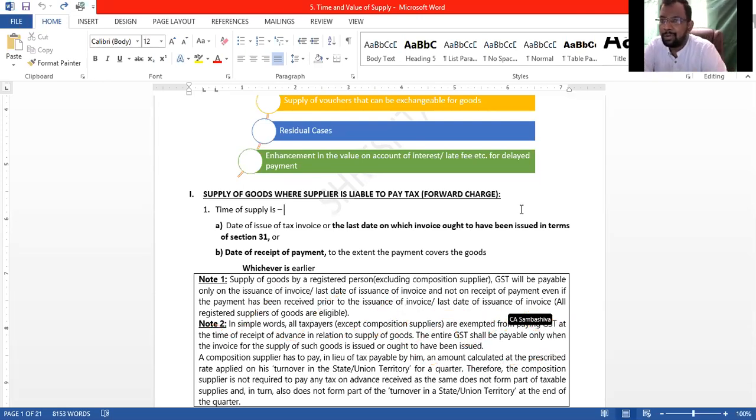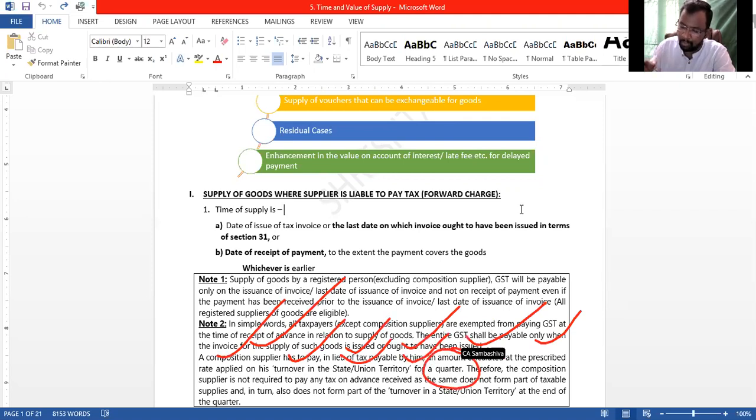So entire amount of GST మనం ఎప్పుడు పే చేయాల్సి వస్తుందమ్మా? ఎప్పుడైతే ఇన్వాయిస్ ఇష్యూ చేస్తామో, లేదా the last date for the invoice ought to have been issued, ఆ టైం పీరియడ్ లో మనకి GST liability అనేది అరైజ్ అవుతుంది. Any doubts? And this second paragraph is about composition scheme supplier. A composition scheme supplier has to pay in lieu of tax payable by him an amount calculated in the prescribed rate applied on his turnover in the state or union territory for a quarter.